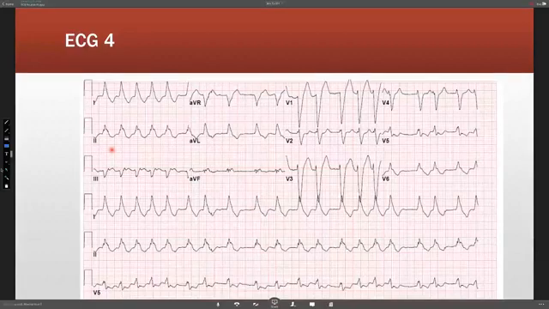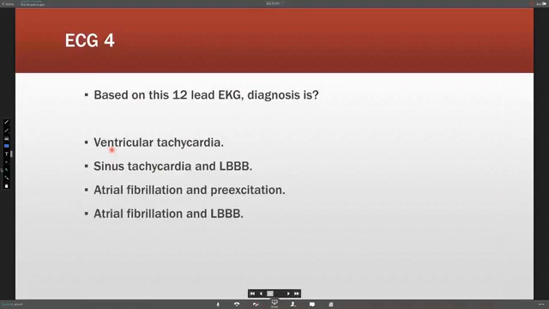What are the choices again, Yousef? Can I see them again? Yeah. So is it VT, sinus tachycardia and left bundle branch block, AFib and pre-excitation, or AFib and a left bundle branch block? Okay. And pre-excitation means WPW conduction or accessory pathway conduction. So choices A, B, C, D, or 1, 2, 3, 4, right? Yeah, 1, 2, 3, 4, A, B, whatever. Okay. So we have Layman answered AFib with left bundle.